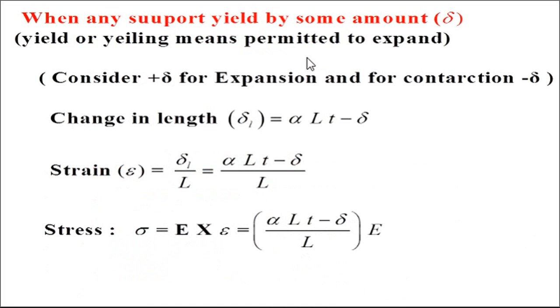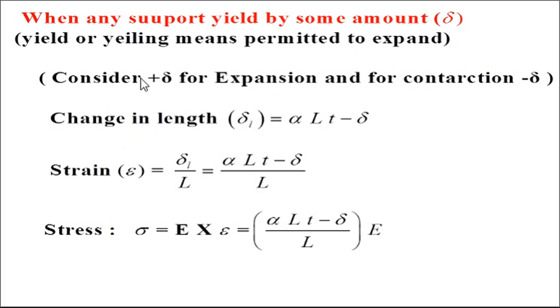Now there are a few cases, just like yielding of support. When a support yields by some amount. Yielding means what? Yielding means that the support is allowed to expand or allowed to yield. Yield means what? Deflect. Allowed to deflect. Okay. When it is permitted to deflect or expand, such supports are called yielding of support.